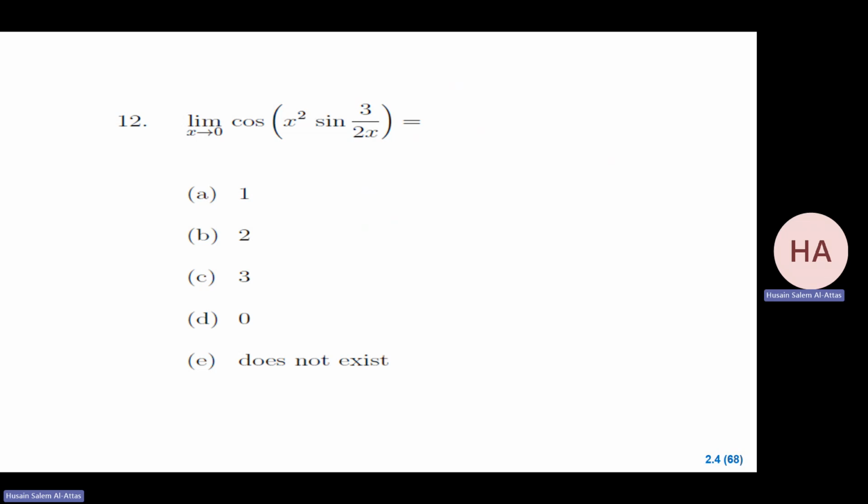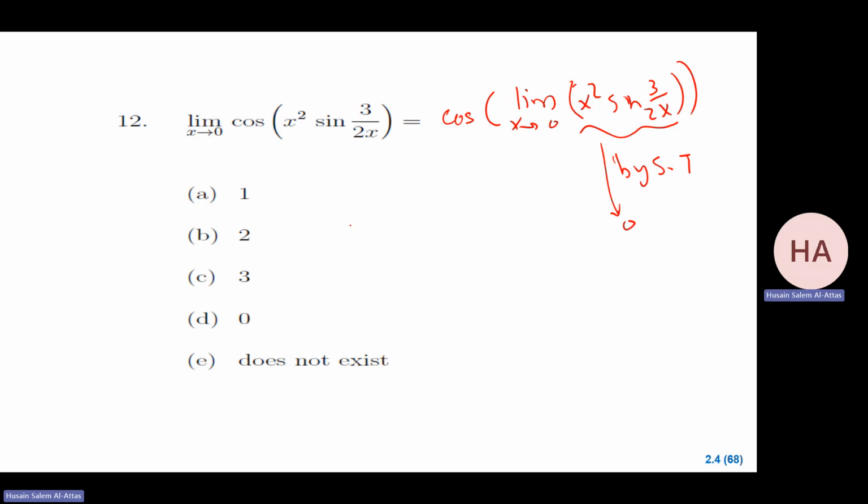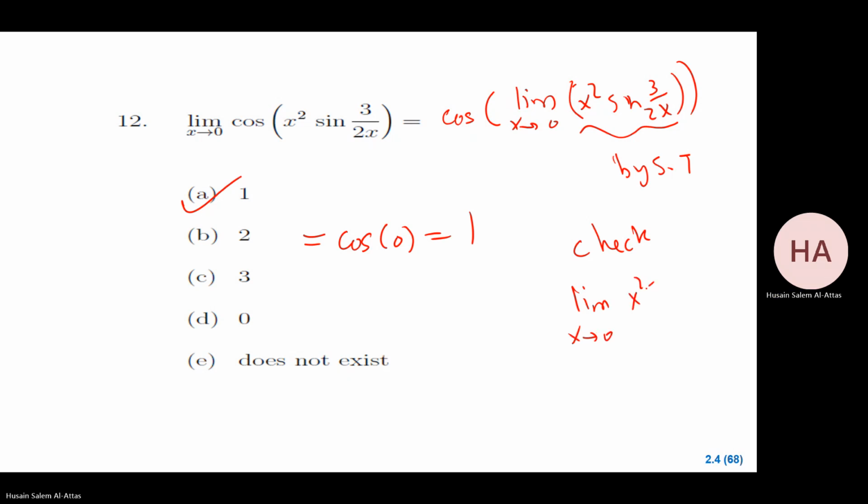The same thing here. It is cosine of the limit as x goes to 0. But how to find this limit? I need squeeze theorem. So by squeeze theorem, this limit goes to 0. I think we did something similar. So that will be cosine of 0, which is 1. Check. Limit equal to 0 by the squeeze theorem.